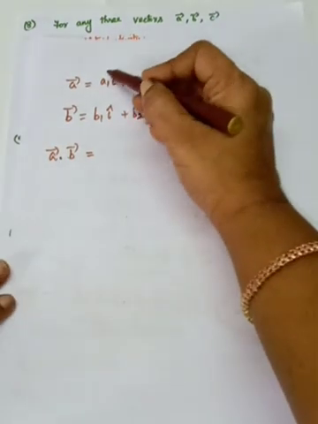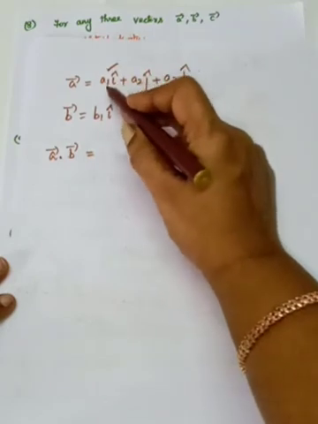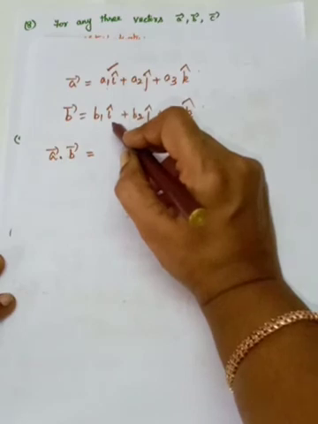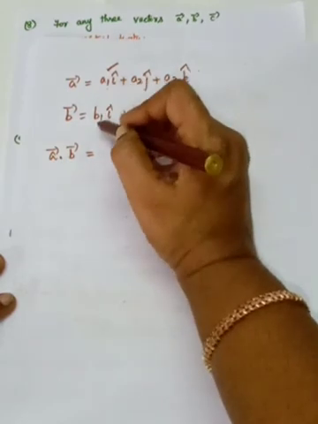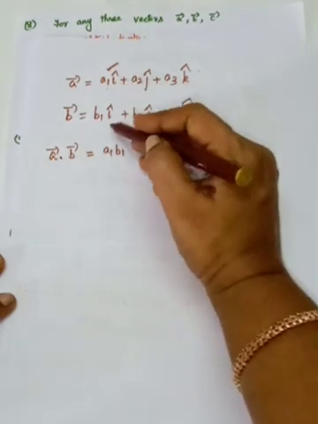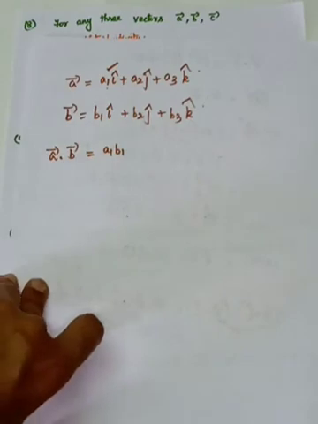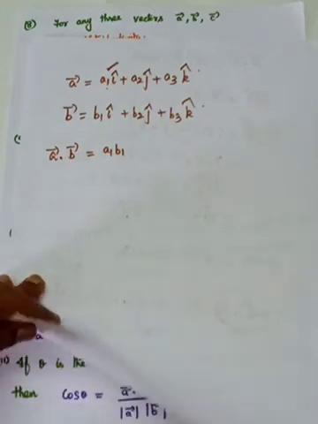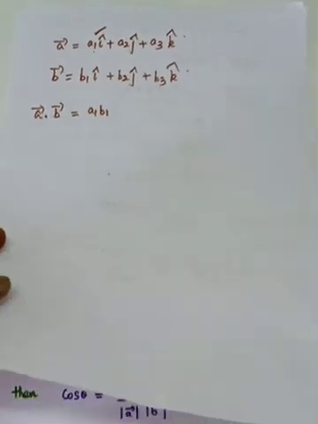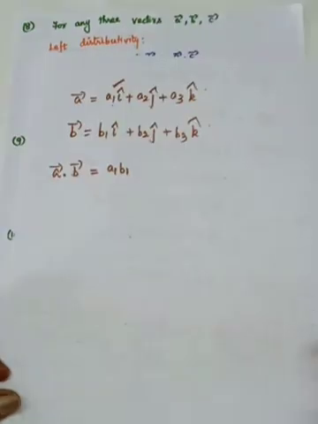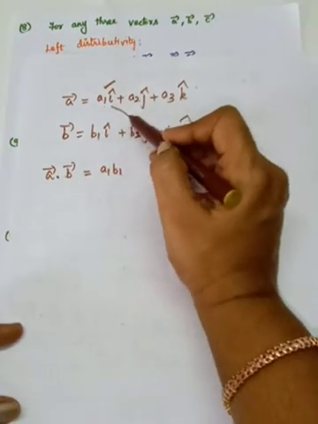Take this first vector and multiply with this: A1 i cap dot B1 i cap. See how it will be written. A1 B1 is a scalar, so you can write A1 B1 i cap dot i cap. Scalar means we can take the scalar out and take the scalar product between the vectors. So i cap dot i cap, we have just learned what i cap dot i cap is. It is equal to 1. So therefore you will get A1 B1.